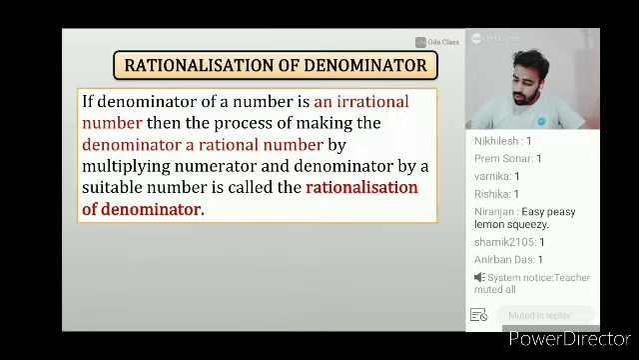Okay. What is the definition? The definition is: if the denominator is an irrational number, then the process of making the denominator a rational number is known as rationalization. This is the meaning of rationalization of the denominator.